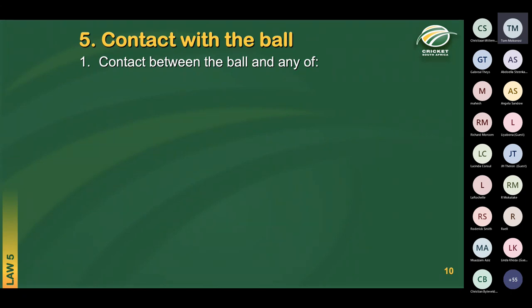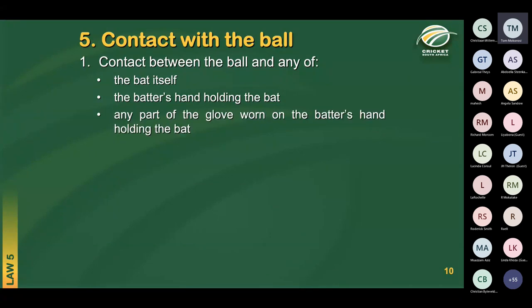The law says that contact between the ball and any of the bat itself, the batter's hand holding the bat, and that is either hand that is holding the bat, any part of the glove worn on the batter's hand or hands holding the bat, and any additional materials permitted.